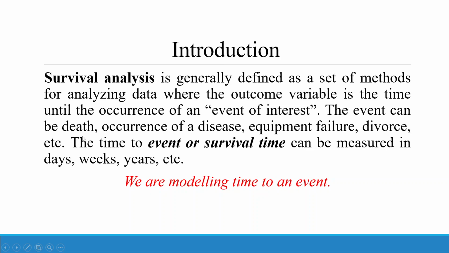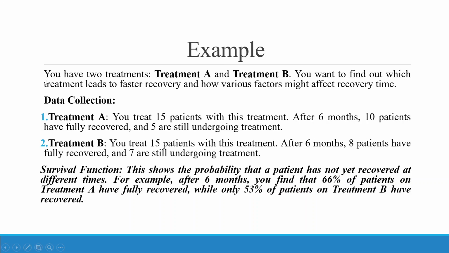The event can be death, occurrence of a disease, recovery from the disease, equipment failure, divorce, etc. The time to event, or survival time, can be measured in days, weeks, years, etc. Remember, we are modeling the time to an event. Let's take an example. You have two treatments, treatment A and treatment B. You might want to find out which treatment leads to faster recovery and how various factors might affect recovery time.